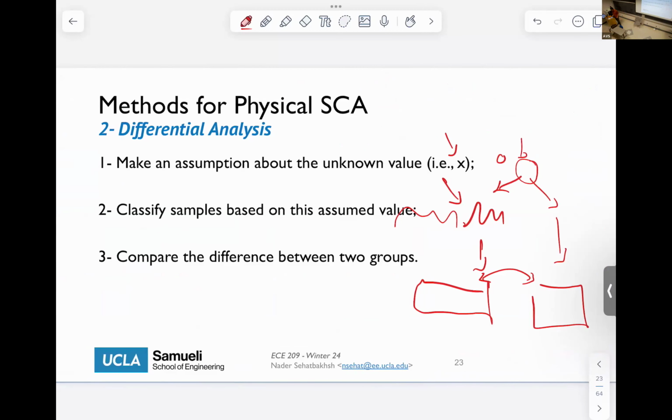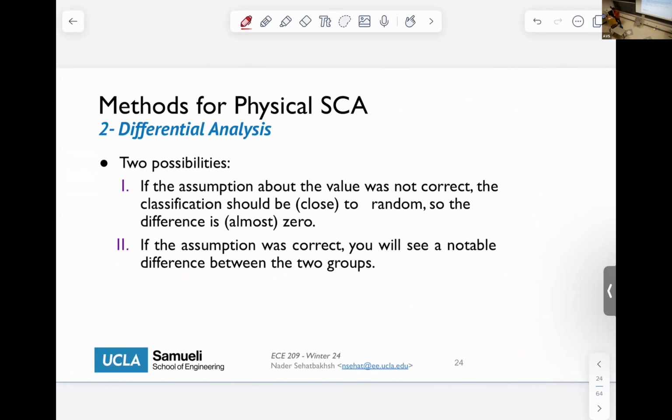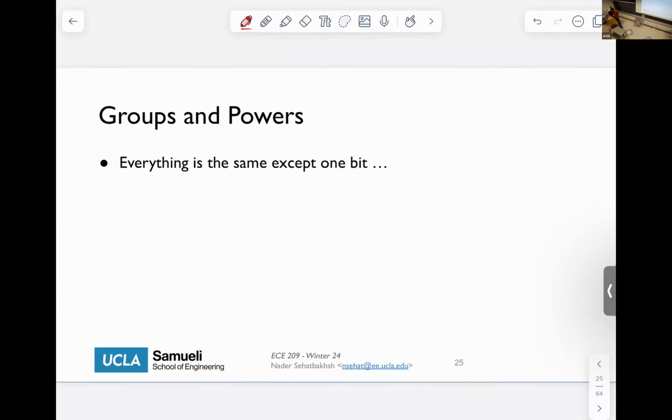Yeah, so we compare them into two groups. As I said, there are two possibilities. Either your assumption was not correct. As a result, the difference is 0 because you're randomly grouping two groups together. The central limit theorem, the law of large numbers, means that the difference would be 0. If the assumption was indeed correct, then you actually classified them based on a specific criteria, and that criteria could cause different distributions. So for example, you can do group and powers based on that.